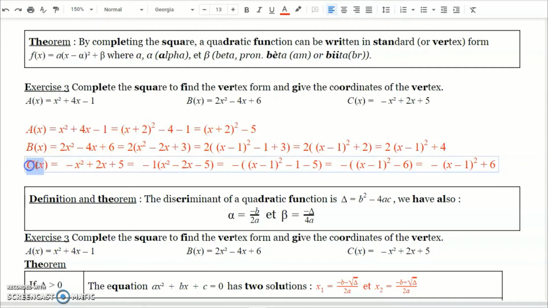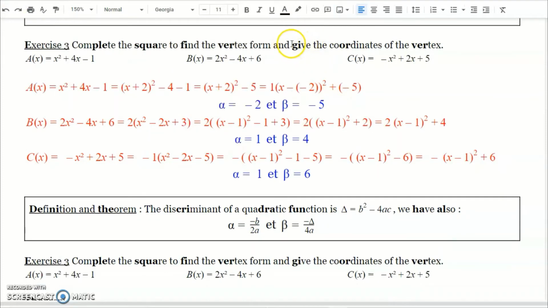The last one, c(x) = minus x squared plus 2x plus 5. We factorize by minus 1, all multiplied by (x squared minus 2x minus 5). We can see that x squared minus 2x is the beginning of the identity (x - 1) squared, but we're missing the plus 1 here, so we have to put a minus 1 here. So we get minus (x - 1) squared minus 6, and we multiply out the minus 1 to get minus (x - 1) squared plus 6.